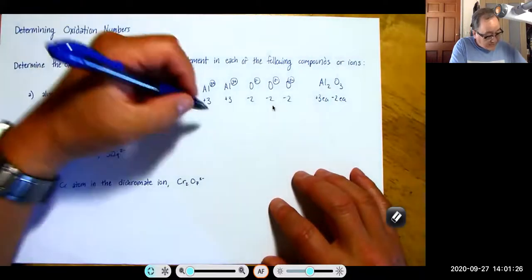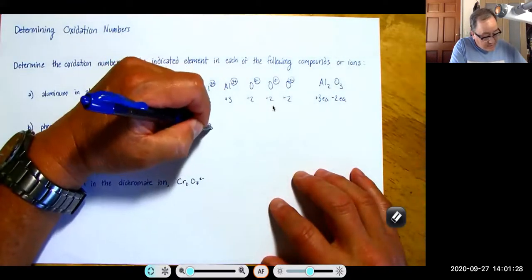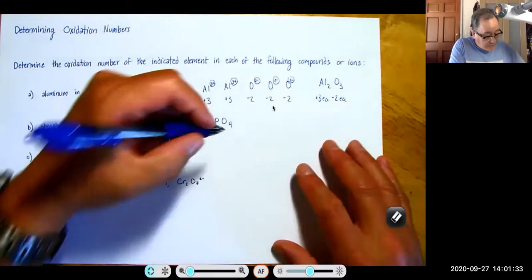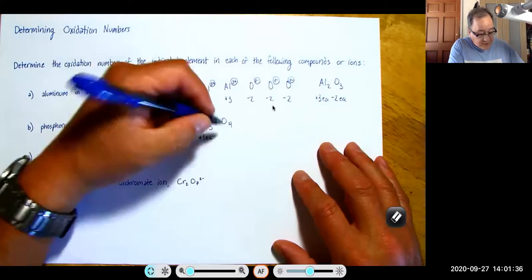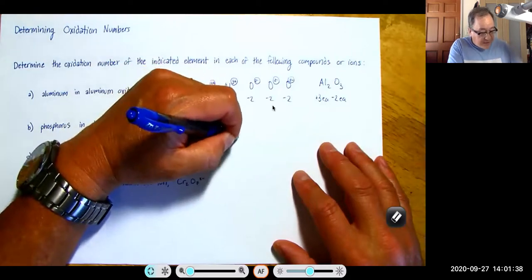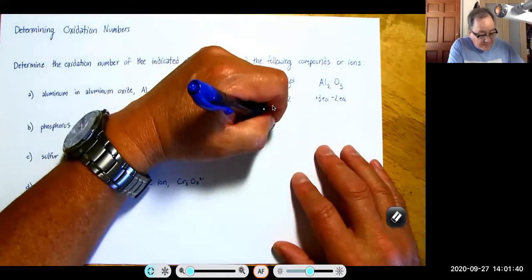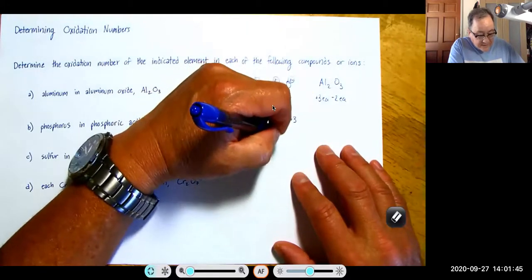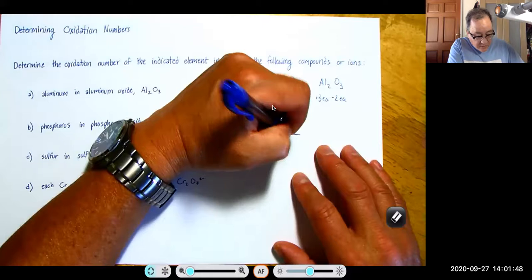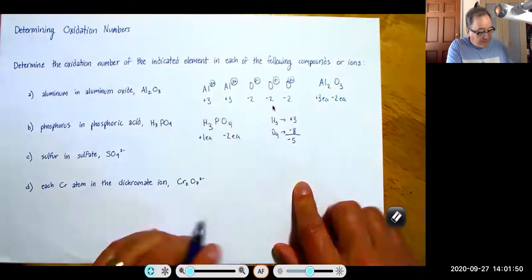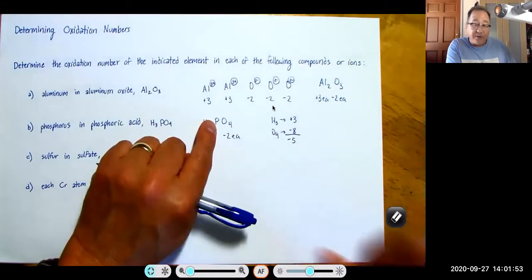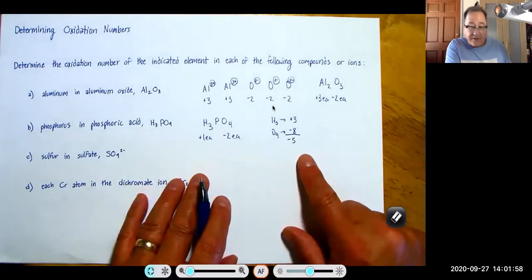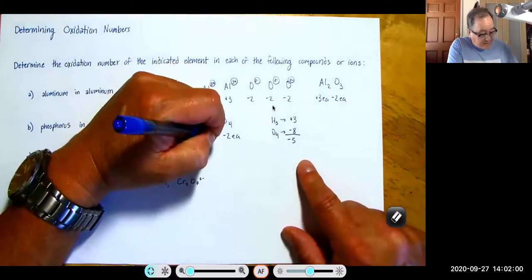Okay, so phosphoric acid, H3PO4. We know that if we do these in order, we're going to do the hydrogen first, +1 each. Oxygen next, -2 each. And if we look at that H3, that's going to be +3 total. If we look at the O4, that's going to be -8 total, for a total of -5. So there's one phosphorus. What does its oxidation number have to be so that when we total all of the oxidation numbers, we get 0? +5.